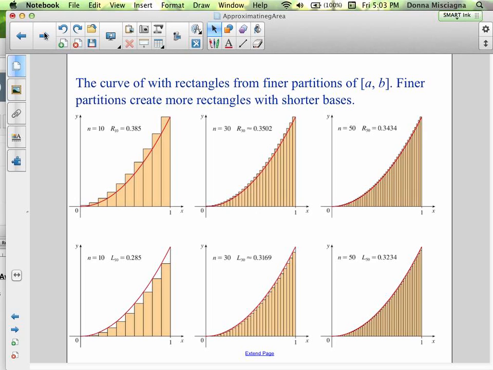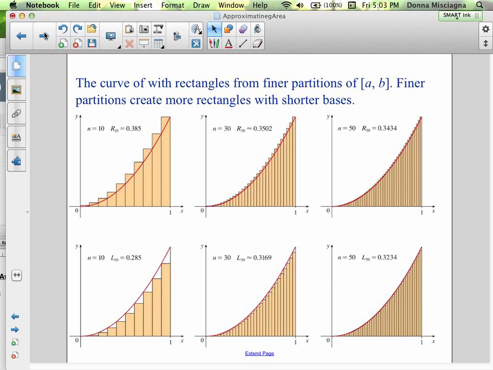with 50 partitions. Right? So notice that the right Riemann sum for 10 partitions was 0.385. The left Riemann sum for 10 partitions was 0.285. For 30 partitions, the right Riemann sum was 0.3502. It's coming down a little bit, right?